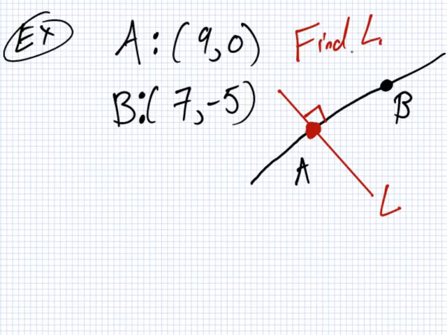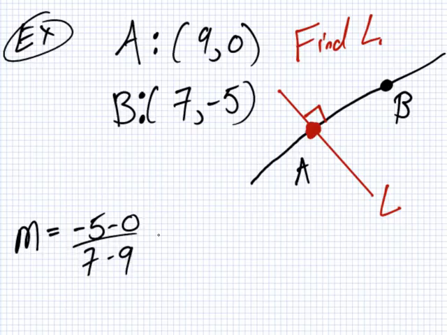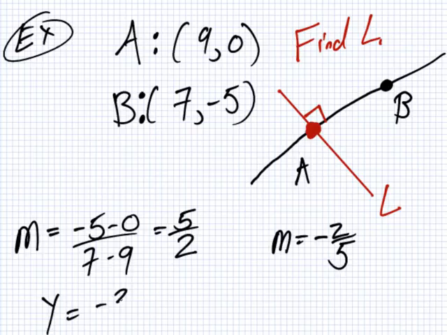Okay, that one's finished. Once again, we'll find the slope of AB. Y2 minus y1 over x2 minus x1. So what's that? 5 over 2? 5 over 2. So our slope will be minus 2 over 5. Y equals minus 2 over 5x plus c.